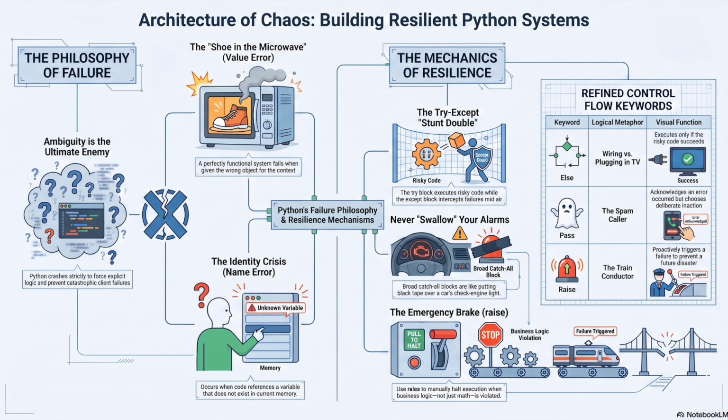If we connect this to the bigger picture of system architecture, there are times when the correct, deliberate response to a caught error is total inaction. Wait, but the Python compiler hates empty blocks of code. If I write an except block to catch a specific warning, but I don't put any instructions inside it, the compiler throws an indentation error. How do you communicate deliberate inaction? You use the pass keyword.